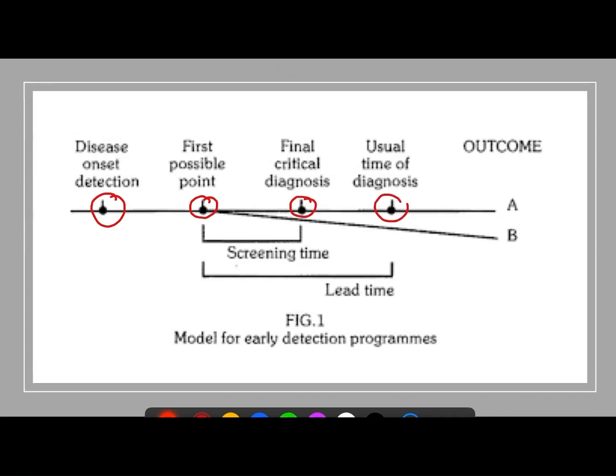Now this is the usual time of diagnosis, means as the disease progresses, there are appearance of sign and symptom. So this is the time that usually the disease is diagnosed due to the appearance of symptom. So screening time is the time between the first possible point from which the detection of disease is possible to the final critical diagnosis.